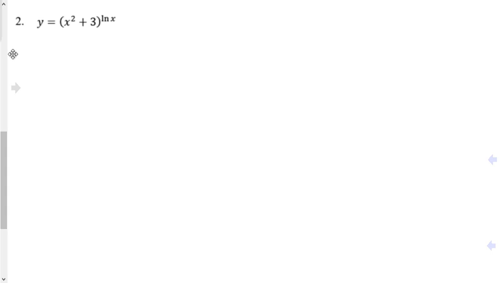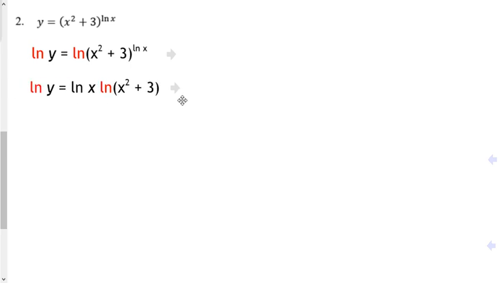So again, we begin by taking the natural logarithm of both sides. Once we've taken the natural logarithm of both sides, we will use the law of logarithms to simplify that expression that we have. And in this case, we'll take that exponent of ln x and multiply it down in front of the natural log of the x squared plus 3.